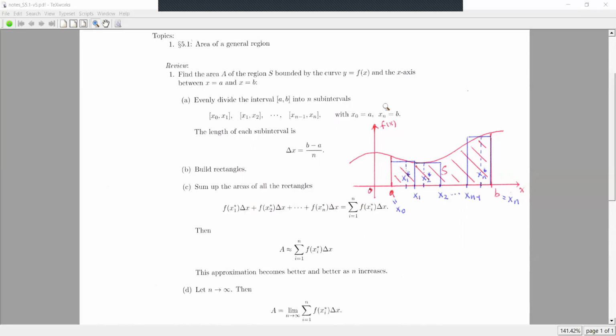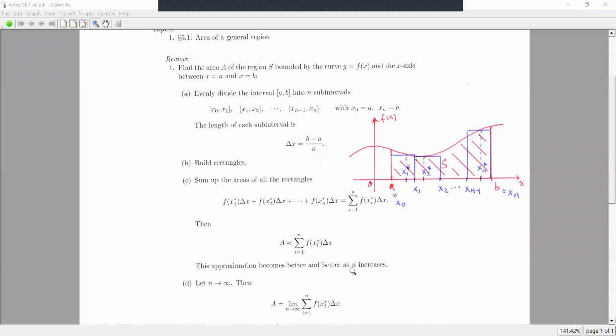Now, from this diagram, we can see that the sum of the areas of all the rectangles roughly is the area of the region S. Yeah, roughly. A here means the area of the region S. A is about this sum. When n is larger, what is n? N is the number of rectangles.